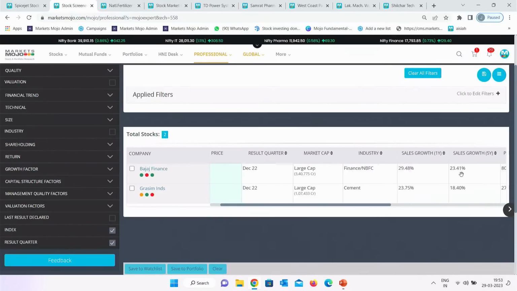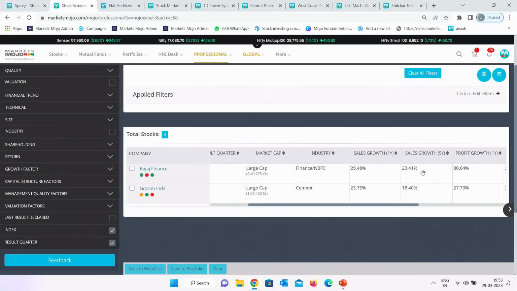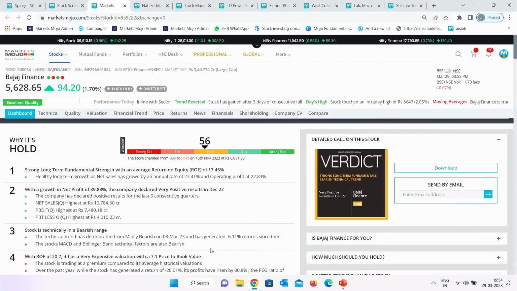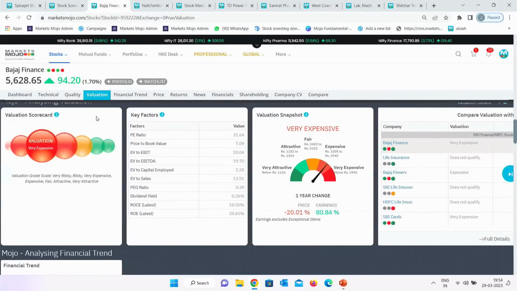Okay, yeah, so there are two, so I don't think there are no stocks. There are two stocks which kind of follow the GARP approach, where the PEG, now you have to understand one thing, PEG ratio is less than 1, but Bajaj Finance is expensive on Markets Mojo. Now this might confuse you all. On one side I'm saying PEG less than 1 is attractive. Why is it showing very expensive for Bajaj Finance?